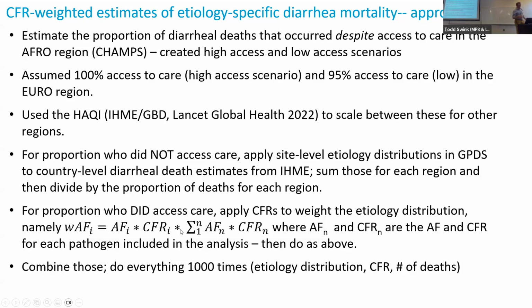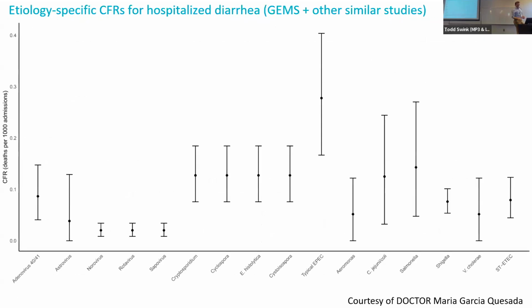This should be divided by the sum of the product of the AF times the CFR, such that you kind of reweight that distribution. And all of these things we have 1,000 estimates of: the etiology distribution, the case fatality rate, and the number of deaths.